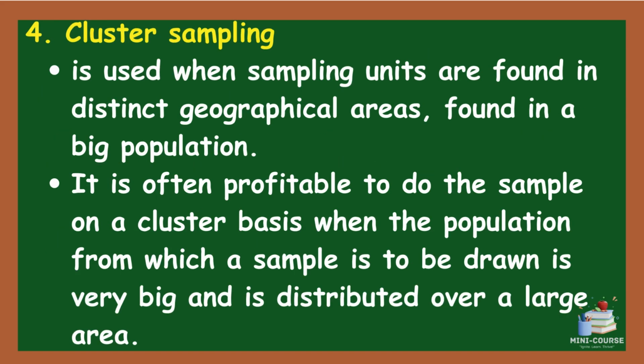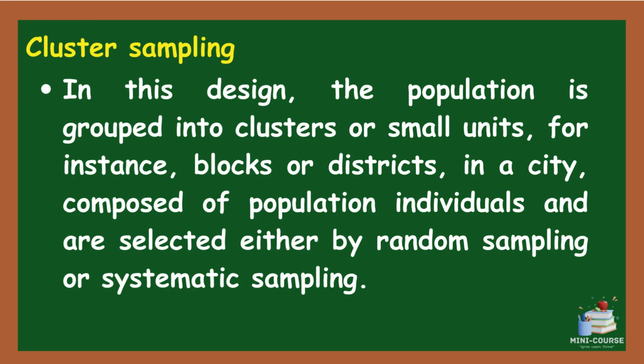4. Cluster sampling. Cluster sampling is used when sampling units are found in distinct geographical areas, found in a big population. It is often profitable to do the sample on a cluster basis when the population from which a sample is to be drawn is very big and is distributed over a large area. In this design, the population is grouped into clusters or small units, for instance, blocks or districts, in a city, composed of population individuals and are selected either by random sampling or systematic sampling.